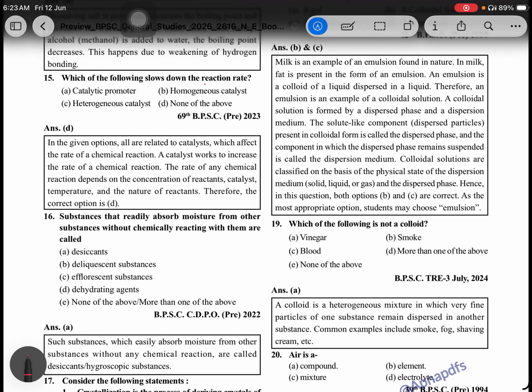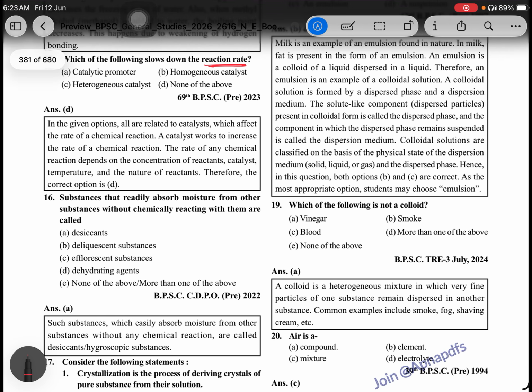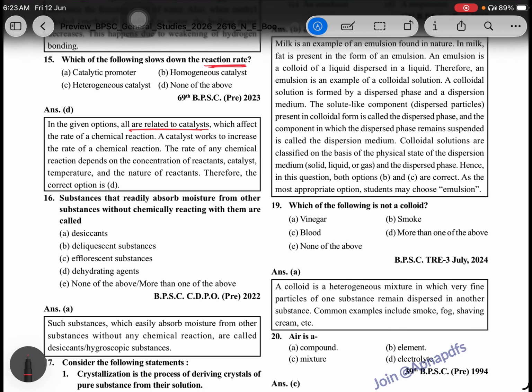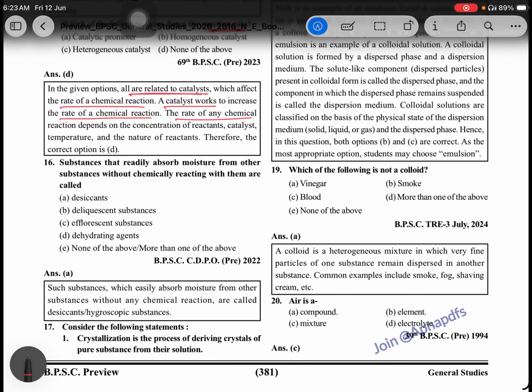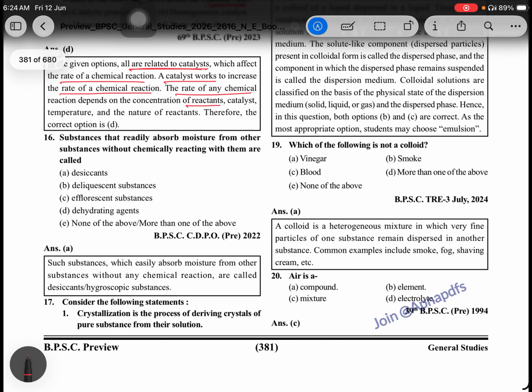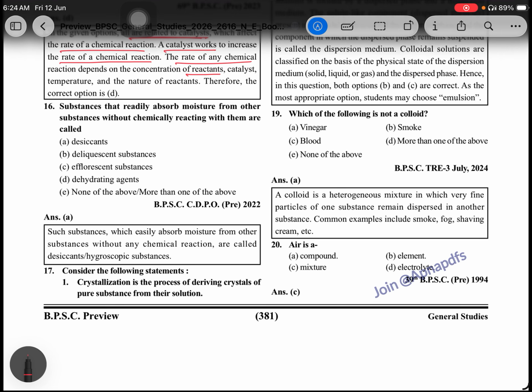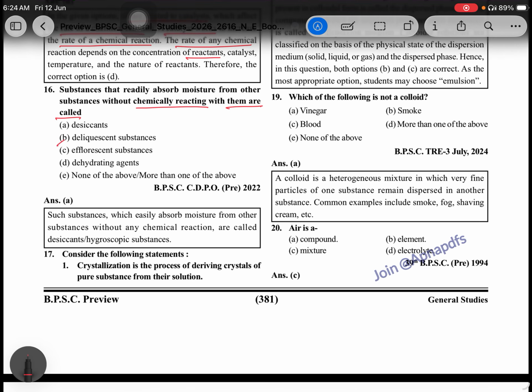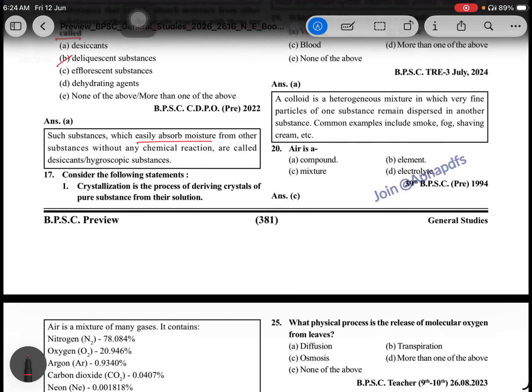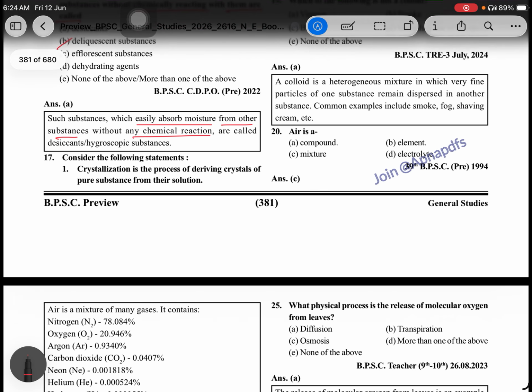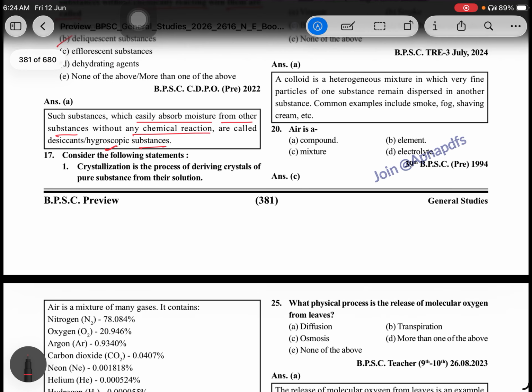Which of the following slows down the reaction rate? All are related to catalyst, which affects the rate of chemical reaction. The catalyst works to increase the rate of chemical reaction. The rate of any chemical reaction depends on the concentration of reactants, catalyst, temperature, and the nature of reactants. Substances that readily absorb moisture from other substances without chemical reaction are called deliquescent and hygroscopic substances. Consider the following statement.